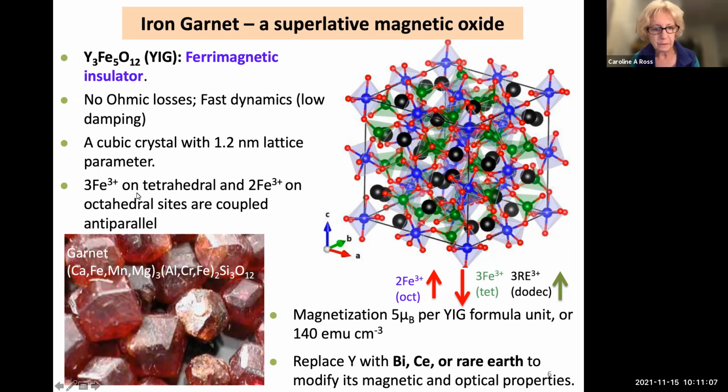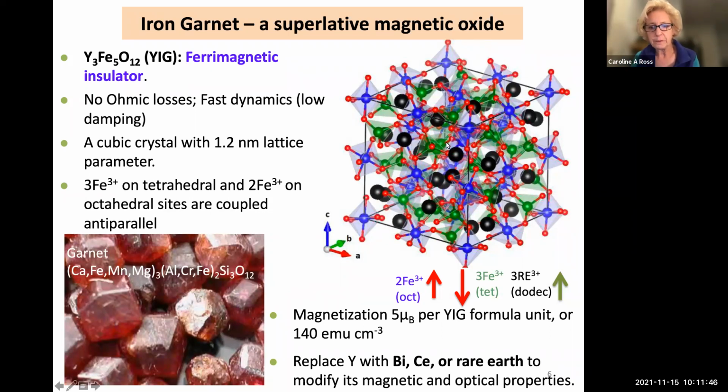Let's look at the magnetic structure. There are tetrahedral sites and octahedral sites, which both contain iron. So you can see here the octahedral sites are blue and the tetrahedral ones are green. And inside each of those is an iron 3+ ion. And they're coupled anti-parallel. So that gives a net magnetization of 5 Bohr magnetons per formula unit, because the yttrium is not a magnetic ion. Now, if we replace yttrium with something magnetic like a rare earth, or we can put in there bismuth and cerium, we can change the properties quite dramatically.